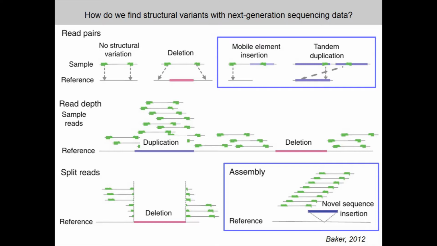So we have a rough idea of the distance between these two things. When there's no structural variation, we can map those. When there's a deletion, we map those, and it throws up a red flag because they map in a way that's different than our reference.